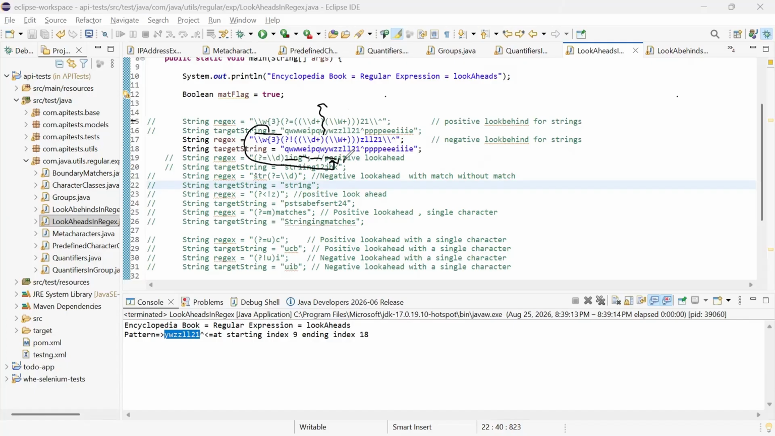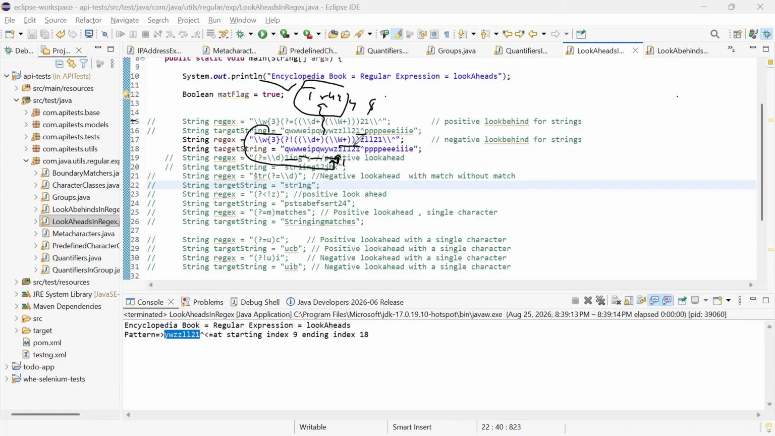That means Z should not be a digit and L should not be a special character. So Z and L have matched. This condition has got evaluated to true. Since this condition has evaluated to true, the starting index of this Z has made this condition true. So from here, the condition is true. It is saying go ahead.